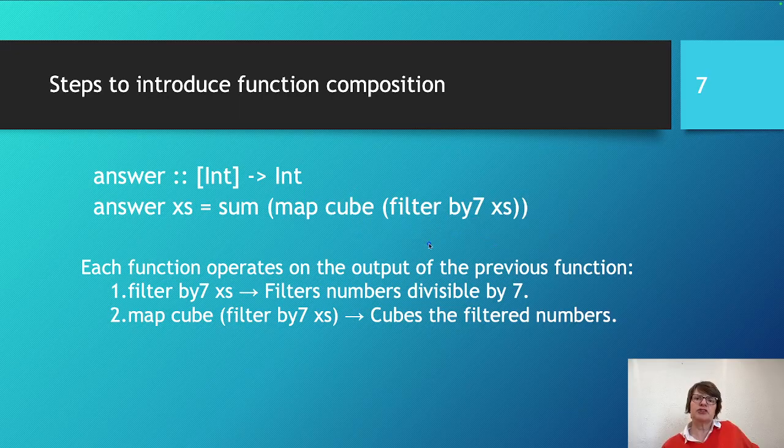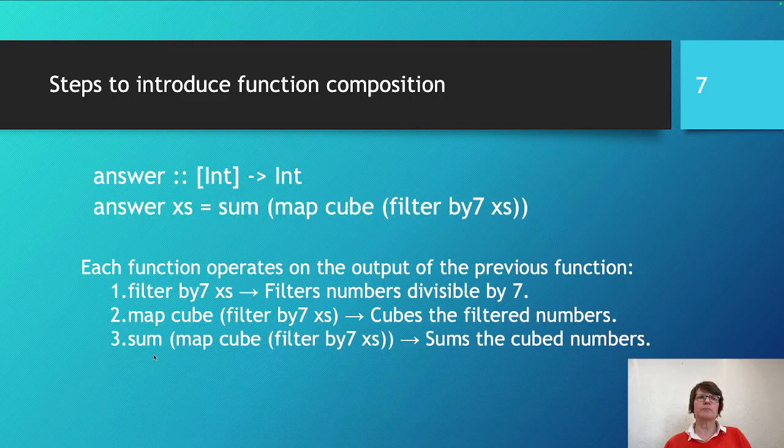Cube is a function that takes a number and gives me back a number. So mapping, my types are okay. I'm going to map cube across that, so it's still a list of numbers. So it's okay for me to do sum on that. And then we have our sum on whatever value that is. So you can see what's happening here now, right? The filter by 7 is acting as input to the cube part of the map. So we'll have a look.